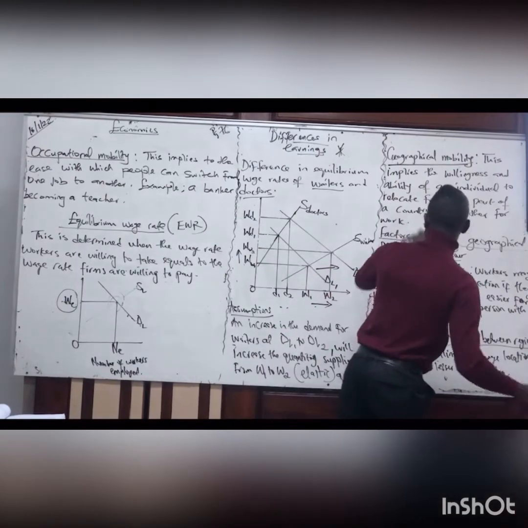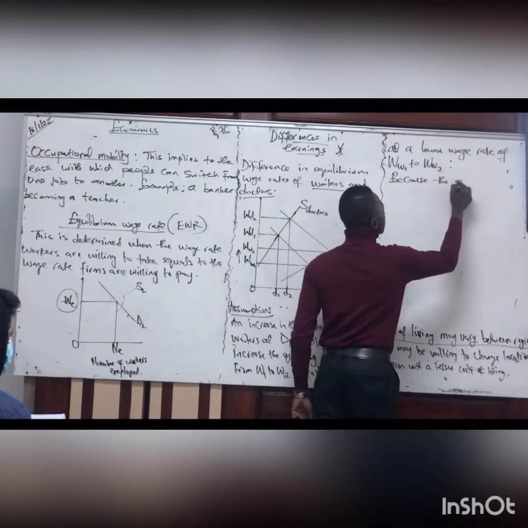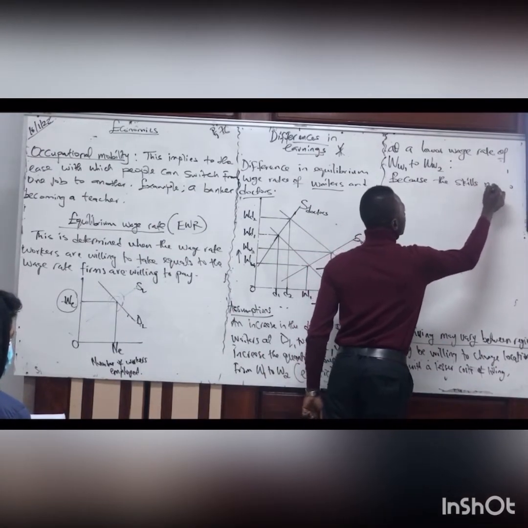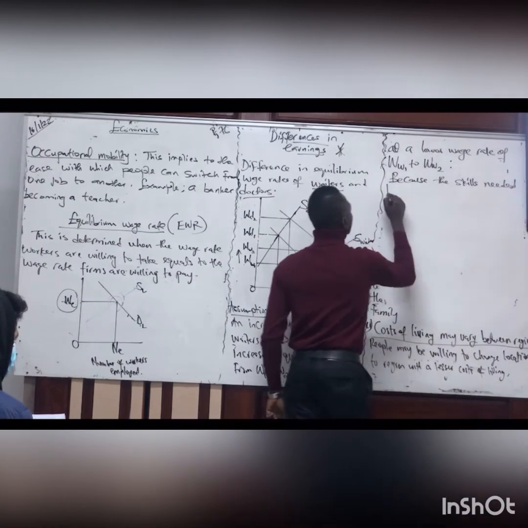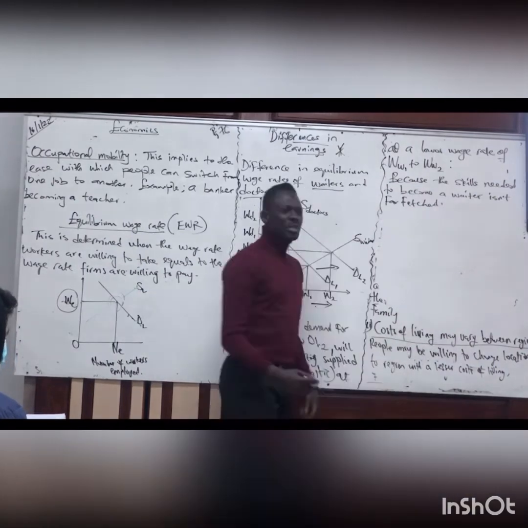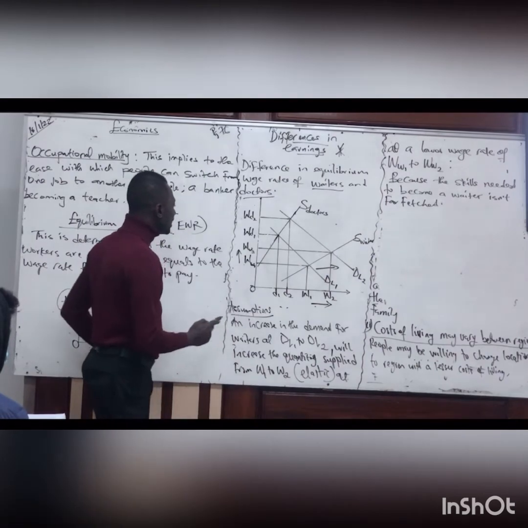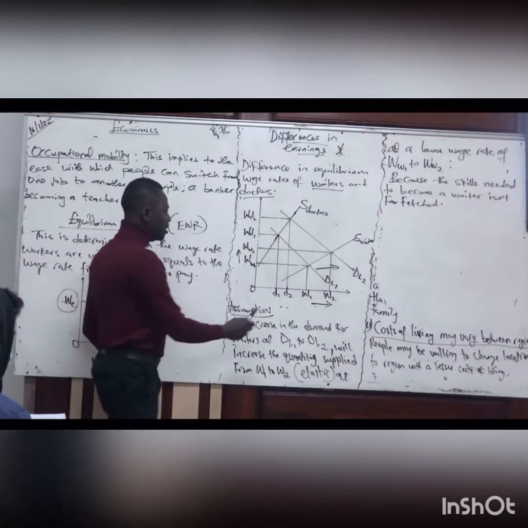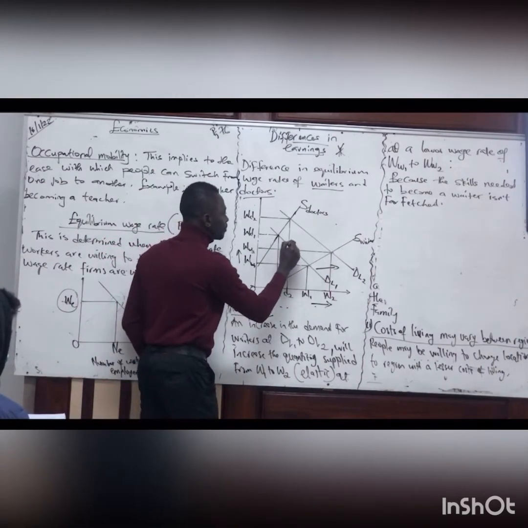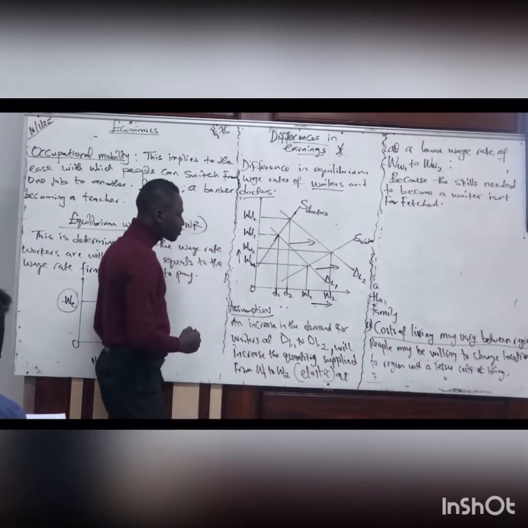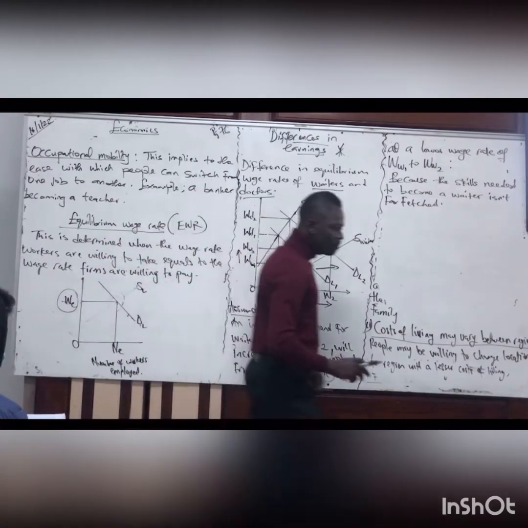Can I go this side? Yeah? If there's an increase in the quantity demanded of doctors from DL1 to DL2, what happens afterwards?